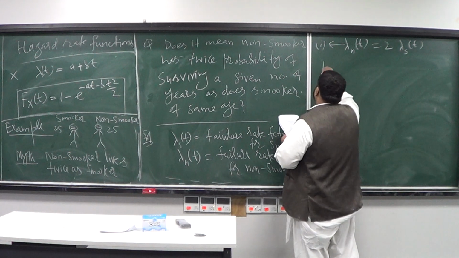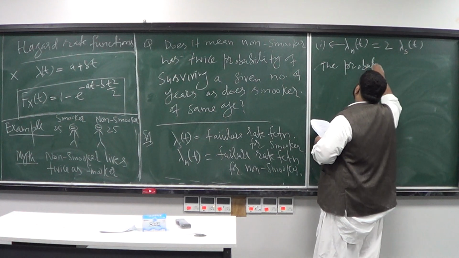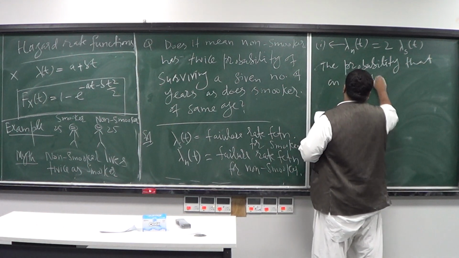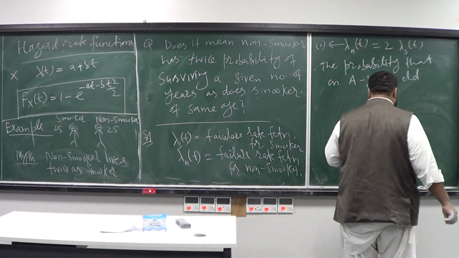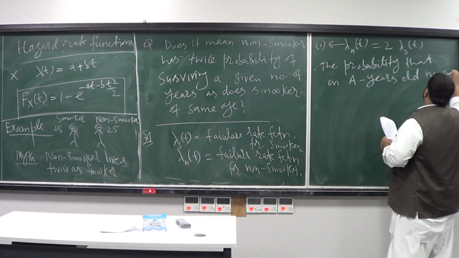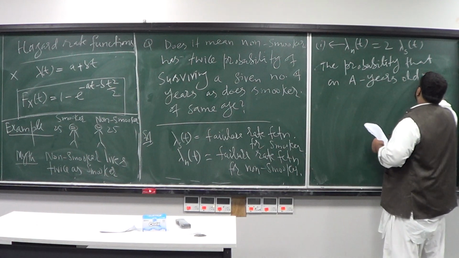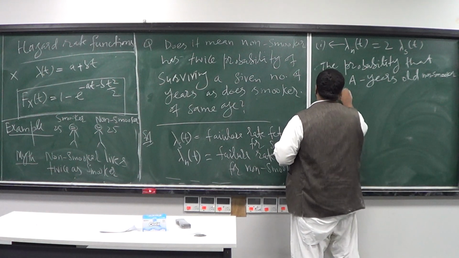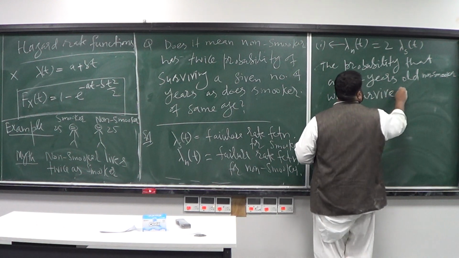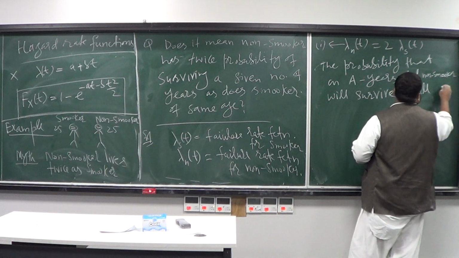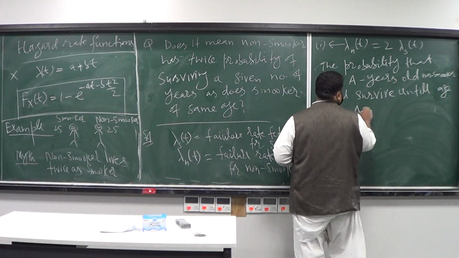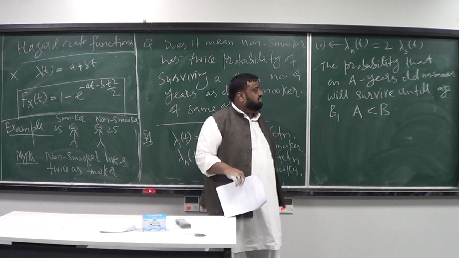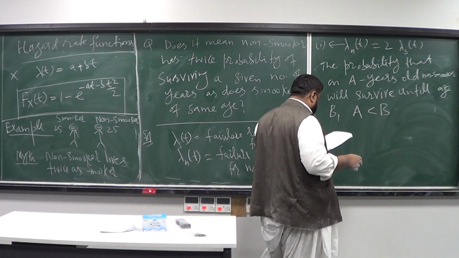Now let's talk about the probability that an A years old non-smoker will survive until age, say B, where A is some age before B. So A is, for example, 25 years and B is, say, 60 years or something like that. So let's compute this probability.